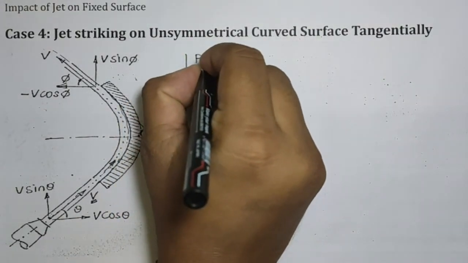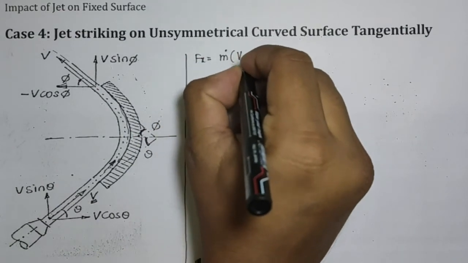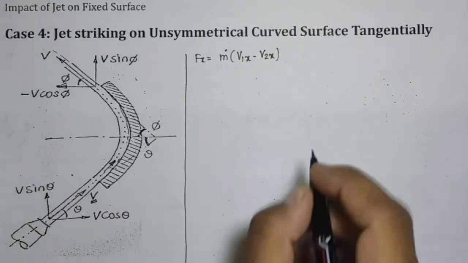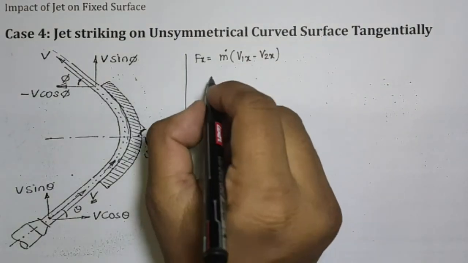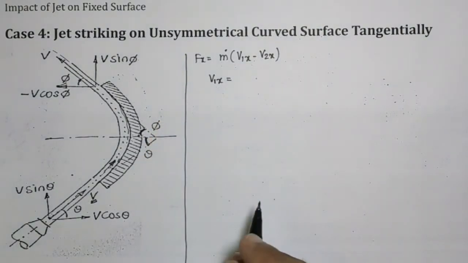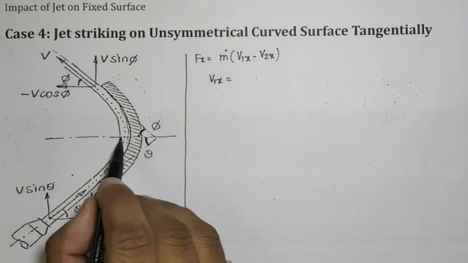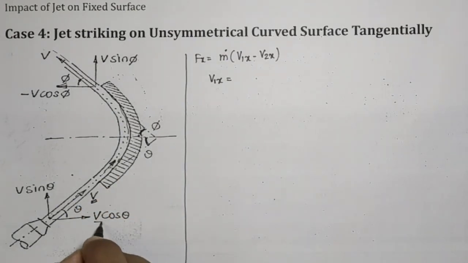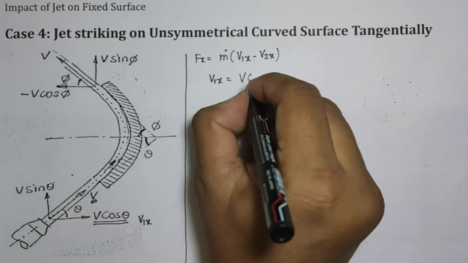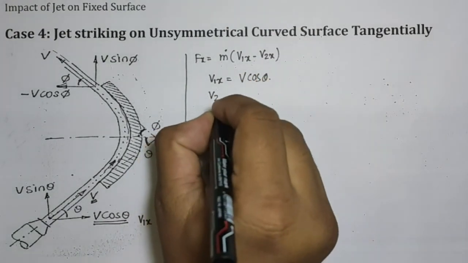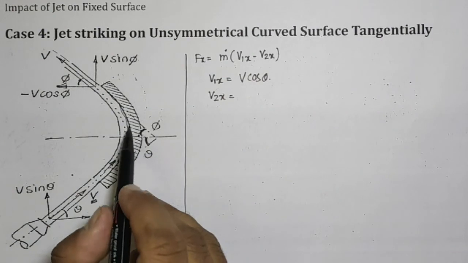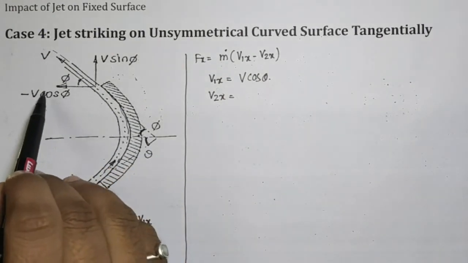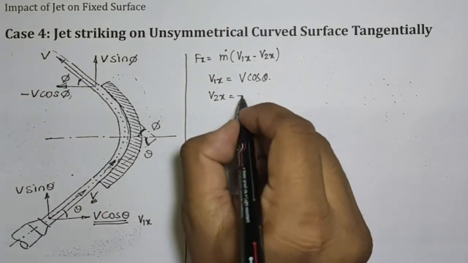Fx is equal to m dot (v1x minus v2x). From the convention, v1x is the velocity of the jet before striking the plate in the x direction, so v cos theta. v2x is the velocity of the jet after striking the plate. While exiting, the x component is minus v cos phi.